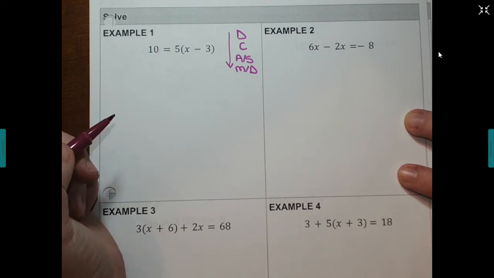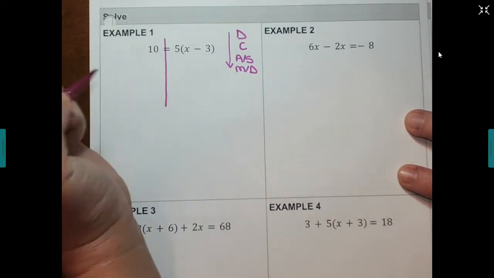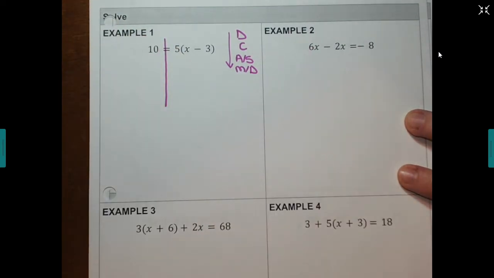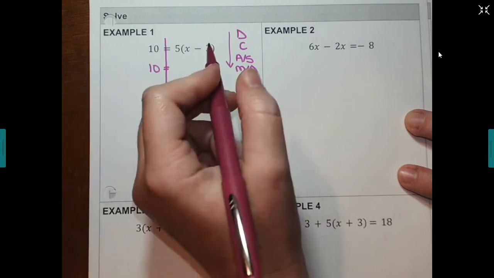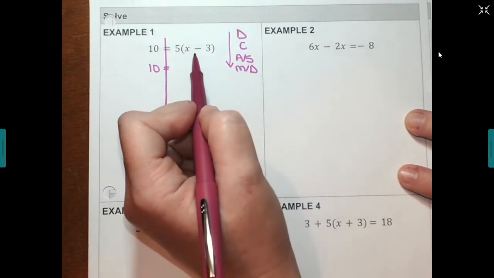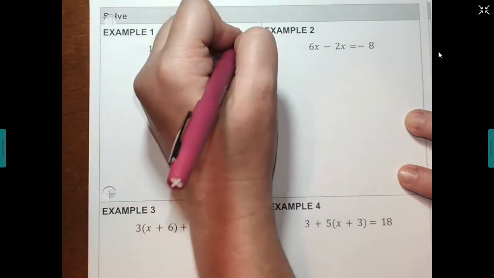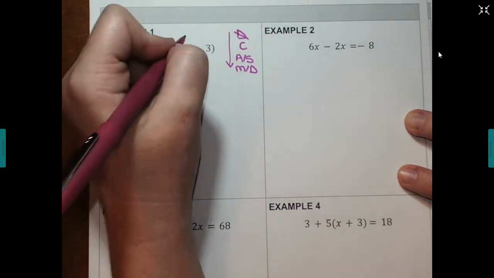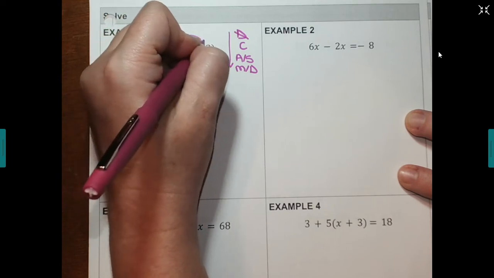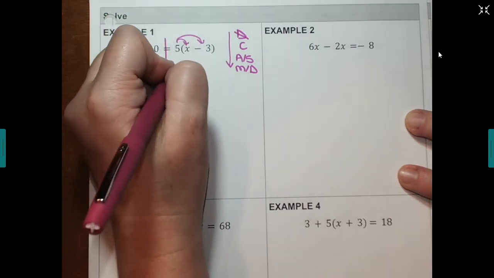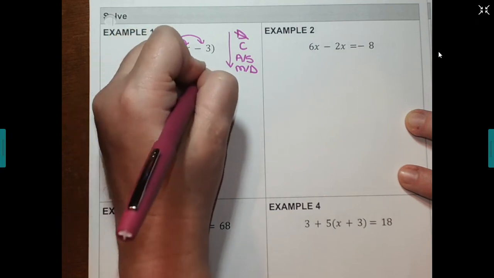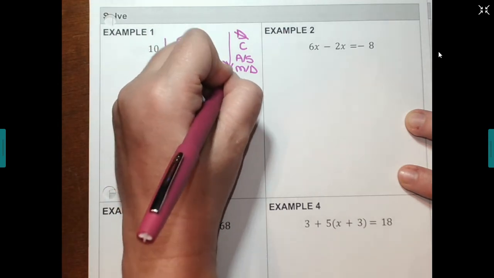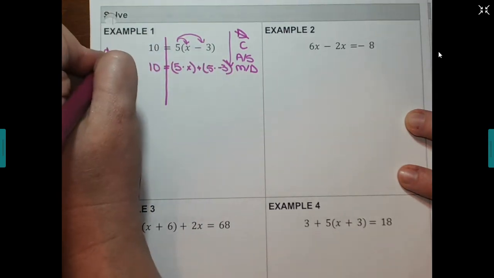So, very first thing, when I am solving an equation, I got to draw my gate so I know what my two lines are, or my two sides. So, this side isn't going to change at all. It's going to be 10 equals. This side, do I have any distribution? By golly, I do. So I know that I need to distribute my 5 to my x and my 5 to my negative 3. So I'm going to come up with 5 times x plus 5 times negative 3. And this is distribution.